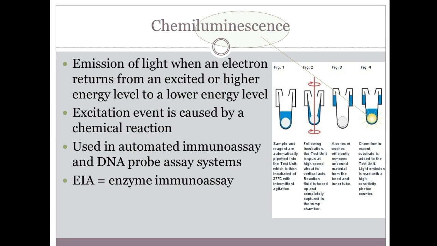So it is the emission of light when an electron returns from an excited or higher energy level to a lower energy level. The excitation event is caused by a chemical reaction. It's used in immunoassays and DNA probe systems and something called enzyme immunoassay. There's a little bit of a picture here of what's going on and how the light reaction looks. It's a chemical reaction that creates a light, chemiluminescence. We will go into more detail with this in the immunology course.